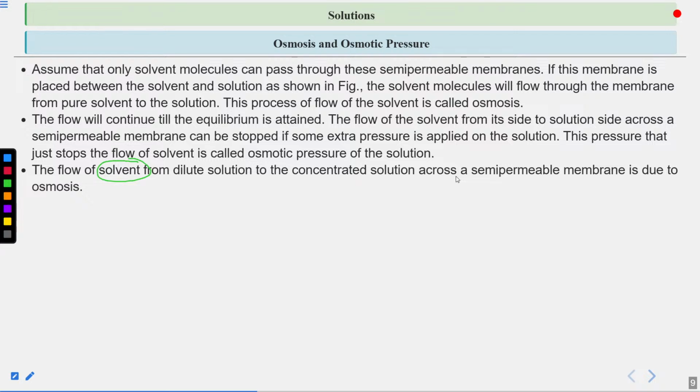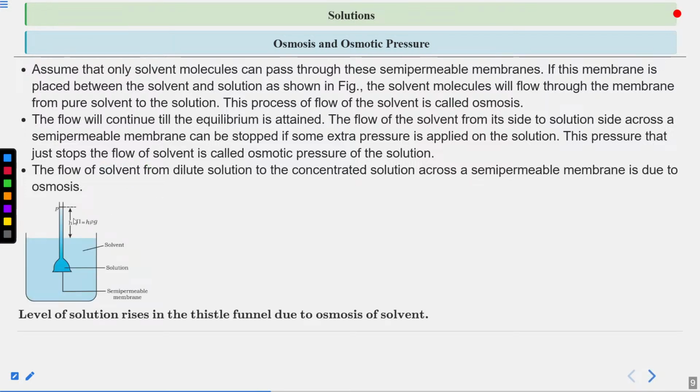Now why it is happening, I will make you understand with the help of the diagram that we will see later. So here is your diagram, students. Here is your thistle funnel which is filled with the solution. Now what will happen? It is just dipped down in the solvent beaker. The solvent will pass through this semi-permeable membrane. So this is your semi-permeable membrane, this thin line. It will pass from the solvent side to the solution side.